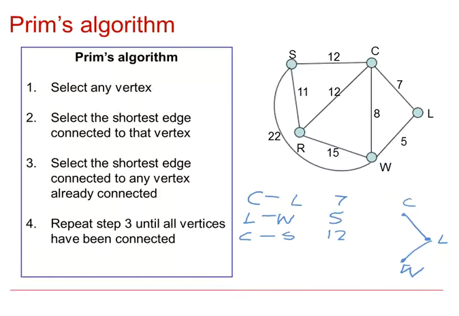And then finally I have to go from S to R, and that then completes the minimum spanning tree. To add all those up, I find I have a total weight of 35.